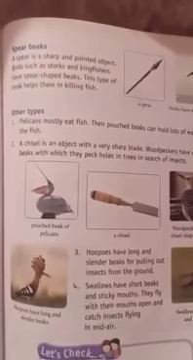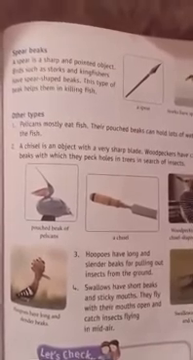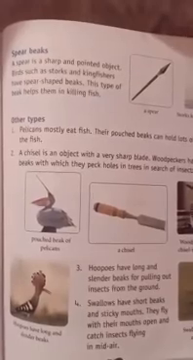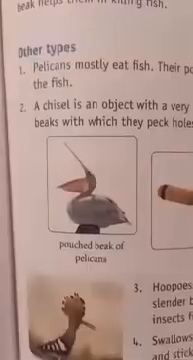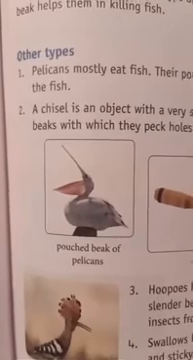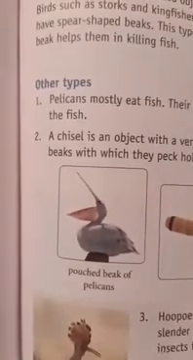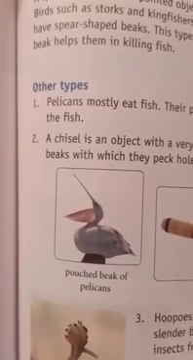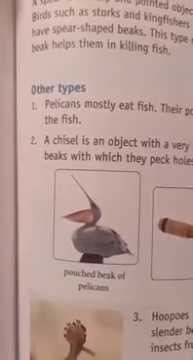Pelicans is a water bird. Okay, and this bird mostly eats only fish. This is a pelican bird, and this type of beak can hold a lot of water along with the fish.